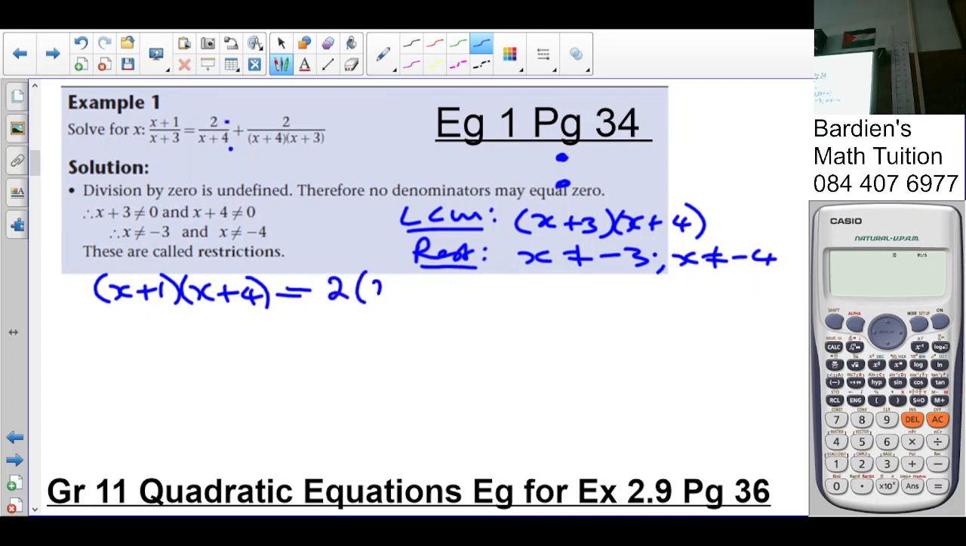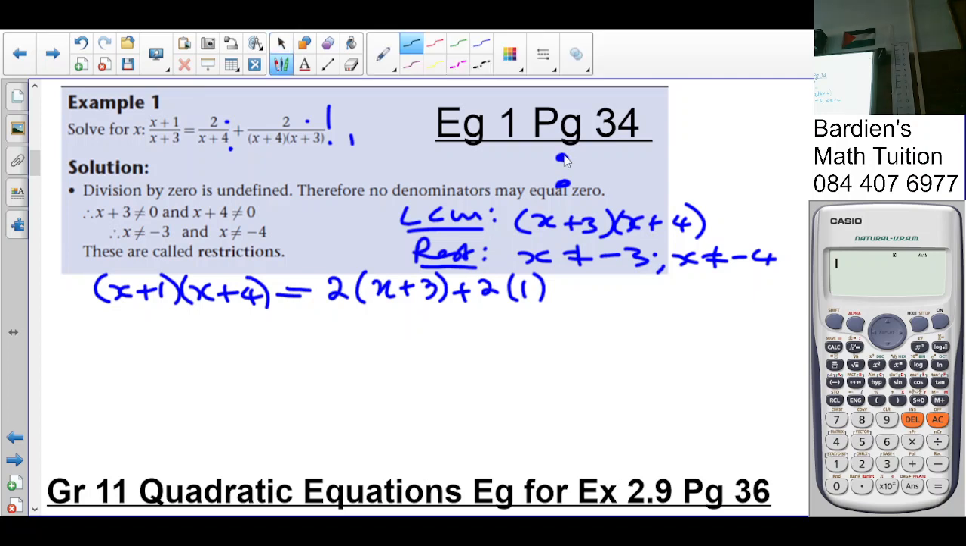So it's 2 into (x plus 3) plus 2. So what must (x plus 4)(x plus 3) be multiplied by to get this LCM? 1. So it's going to be 2 times 1. The numerator and the denominator is multiplied by the same. You get the equivalent fractions there.